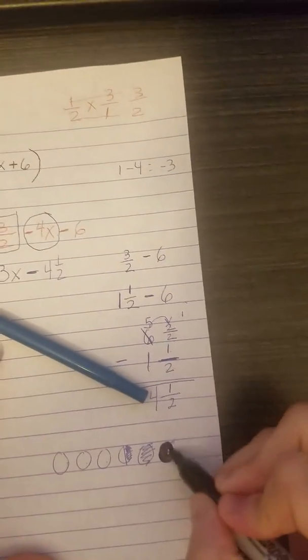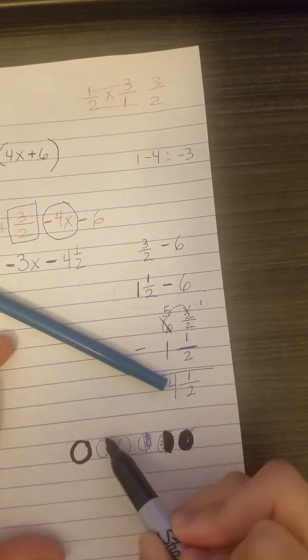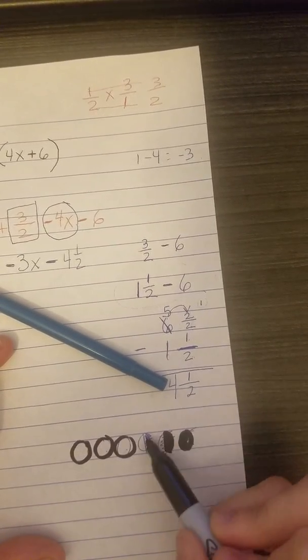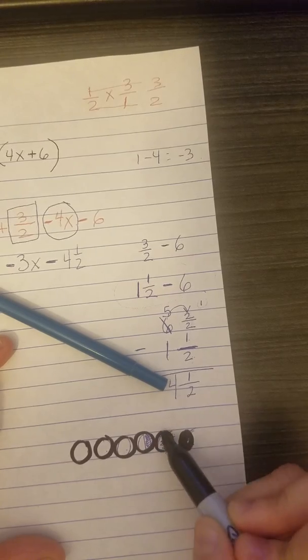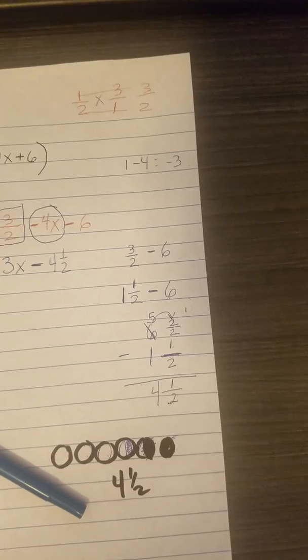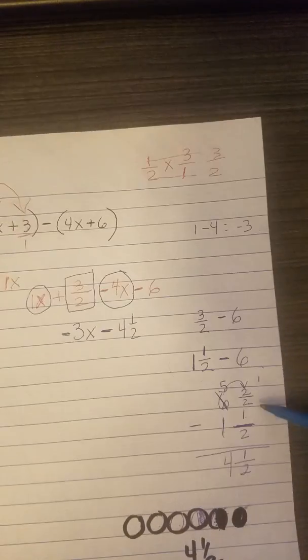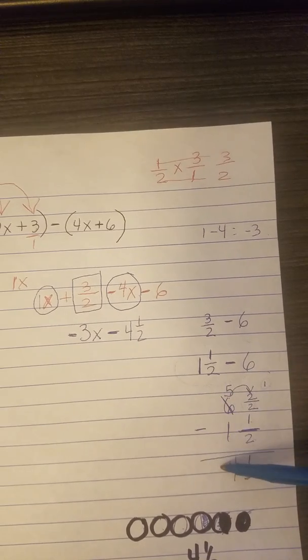I ate 1.5 of 1. What do I have left? I have left 1, 2, 3, 4, and then a little half. I have left 4.5, and that's my answer. Okay, so I know this is difficult. You're not going to get one so difficult, but I want you to still understand the concept of this, okay?